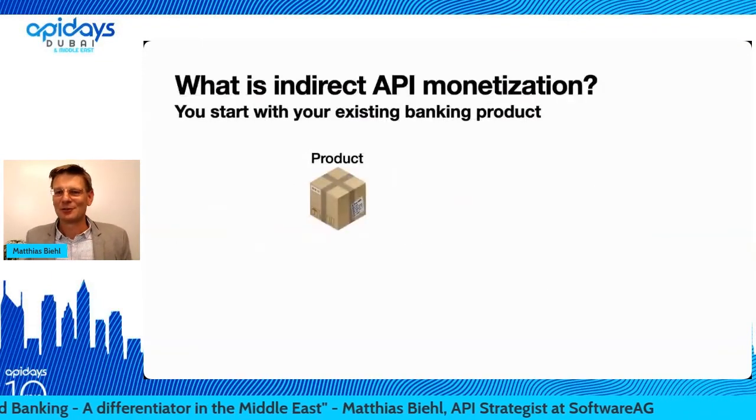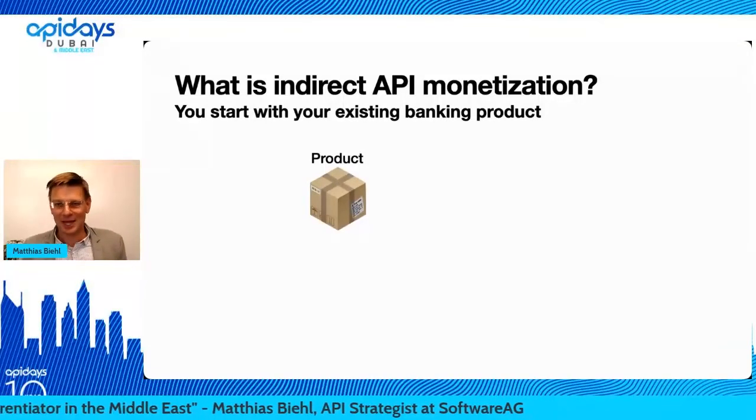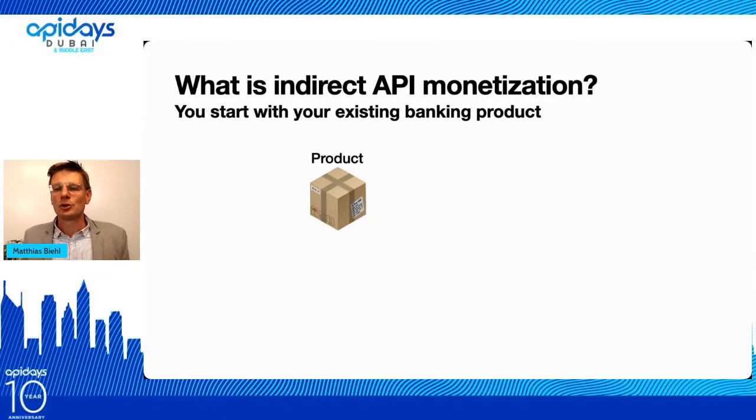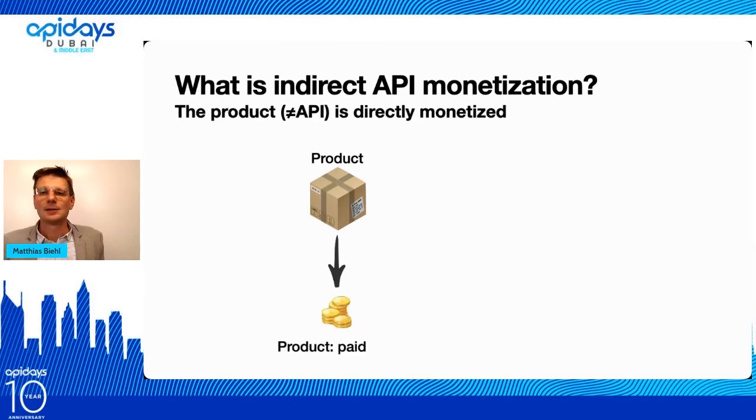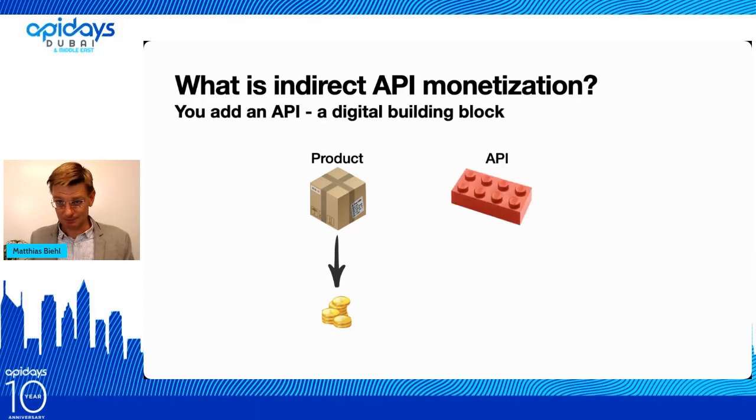So let's look at indirect API monetization. How does this pattern actually work? You start with an existing banking product. This product here, represented by this package, could be your bank account or FX trading functionality, foreign exchange trading. And these products today are already monetized or paid by your customers. So they are actually providing the revenue via fees.